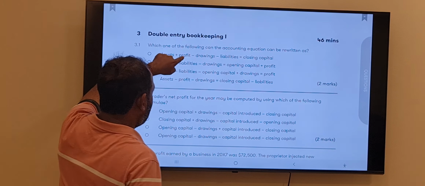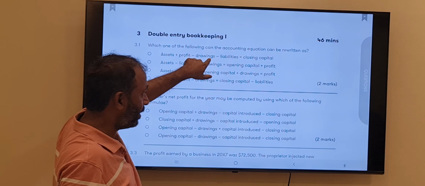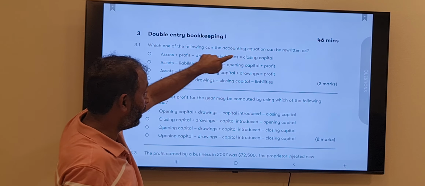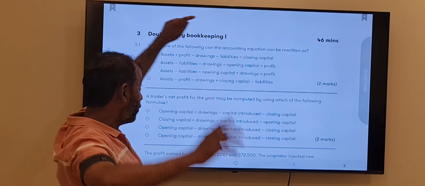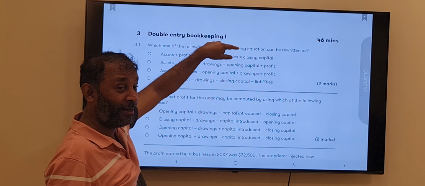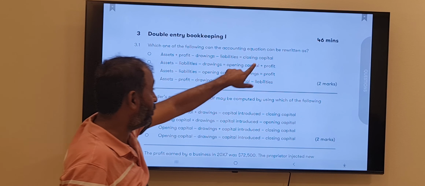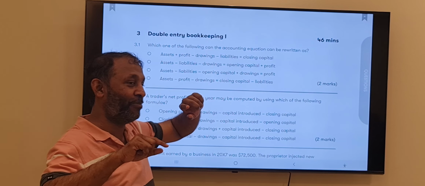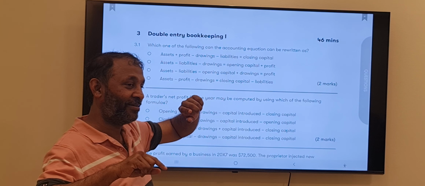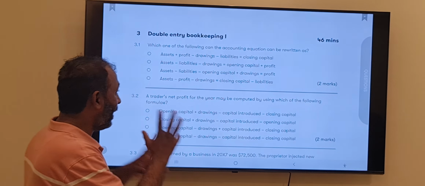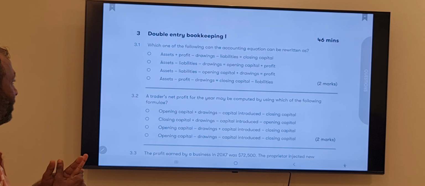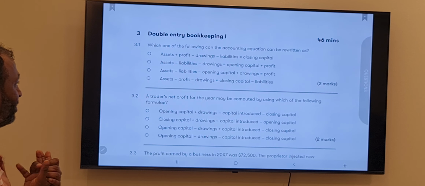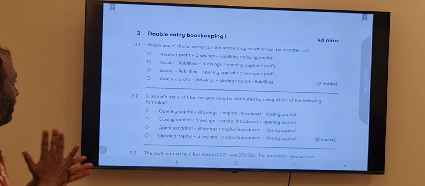See, profit is P, drawings D. Asset minus liability is the total, I mean year end. So asset minus liability is the closing capital, remember. So they are just playing with this and tell me the correct answer. Number 3. Number 3. What about others?